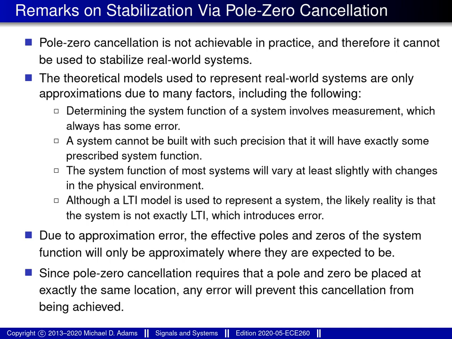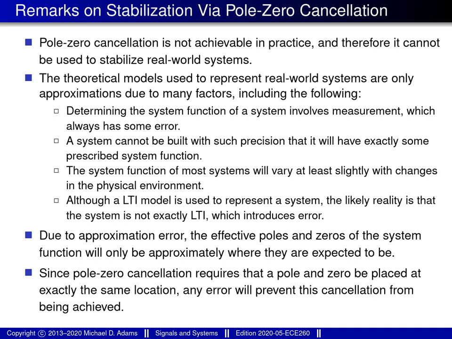The theoretical models used to represent real-world systems are only approximations due to many factors, including the following. Firstly, determining the system function of a system involves measurement, which always incurs some error. Secondly, a system cannot be built with such precision that it will have exactly some prescribed system function, so the system function of any system that we manufacture will always differ at least slightly from what it should be. Thirdly, the system function of most systems will vary at least slightly with changes in the physical environment. This causes the system function to differ from what we expect it to be, which incurs error.